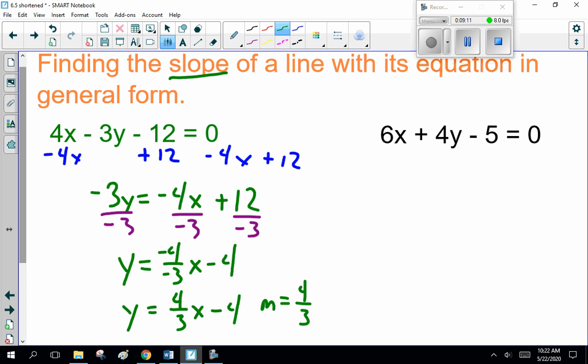Now, I'm going to pause the recording. I want you to do the same thing for the equation on the right. Solve for y and tell me what the slope is. Okay?